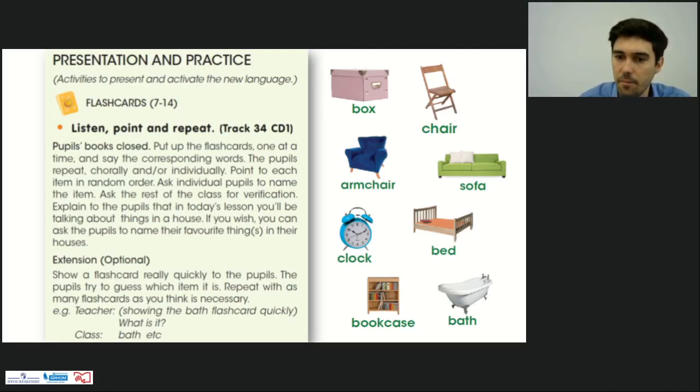We have something that can turn the flashcards into a game, something more interactive, something more engaging. Here it says, show a flashcard really quickly to the pupils, and the pupils try to guess which item it is. So it has a suggested activity to practice the vocabulary using the flashcards. So the teacher's book gives us teachers different ways, different methods to actually use these flashcards.